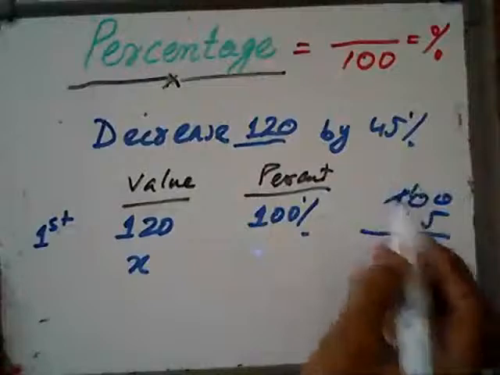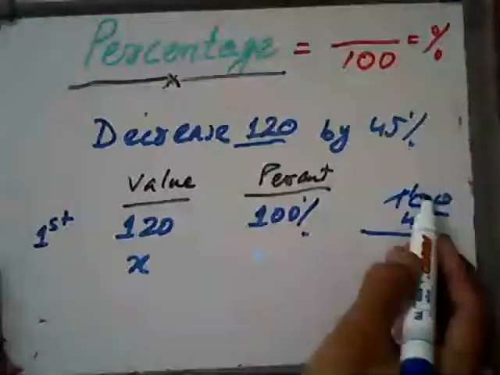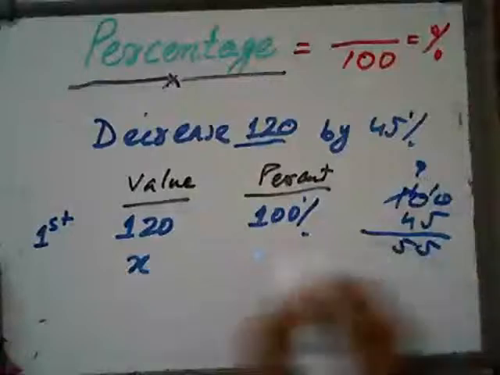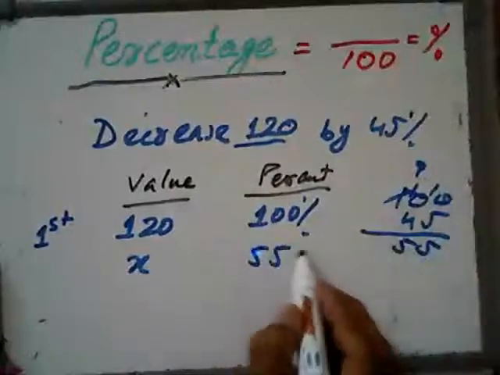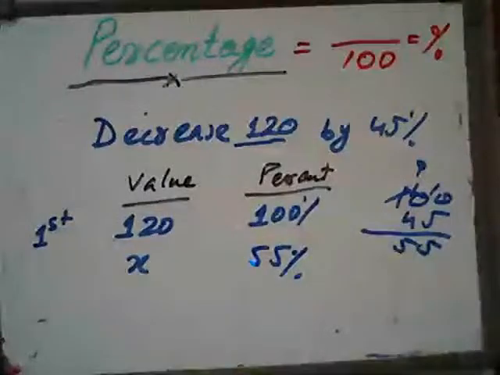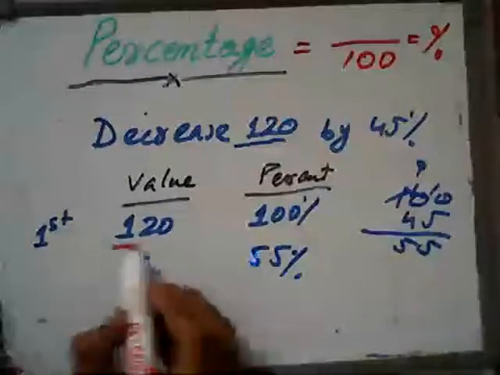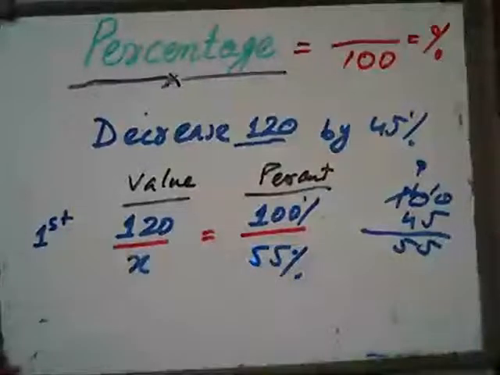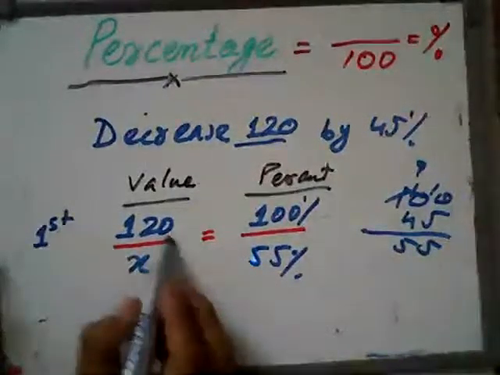Take carry, and 10 minus 5 is 5, and 9 minus 4 is 5. So it is 55%. So now we have a comparison. Let's say this one comparison, this one, and this makes an equation. And now we do cross multiplication again, the same thing which we have done earlier.